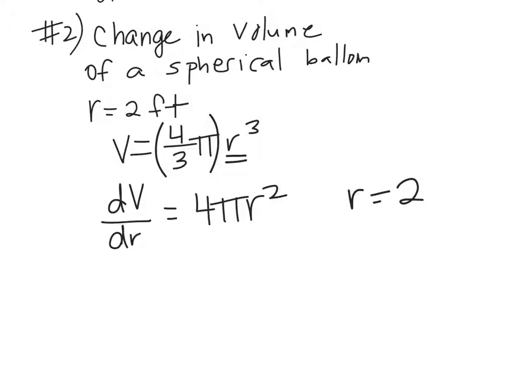Okay, so 2 goes in, and we get 2 squared is 4. 4 times 4 is 16. So it's 16 pi. Change in volume would be cubic inches per inch. So per inch that the radius of the balloon changes, the volume is changing at 16 pi cubic inches.